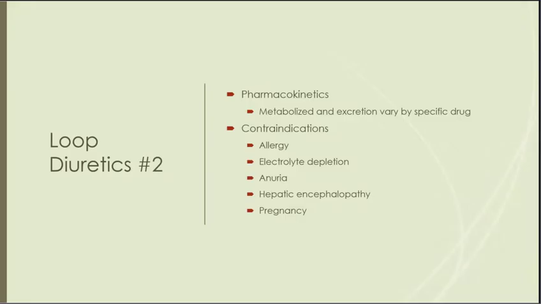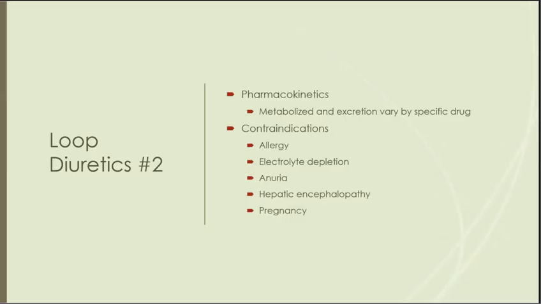Loop diuretics, such as furosemide, which is our prototype drug, are rapidly absorbed, but how they are metabolized and eliminated depends on the specific drug. Before giving a loop diuretic, nurses should check for important contraindications. These drugs should be used cautiously or avoided in patients with severe electrolyte depletion, anuria, meaning that they're not urinating, severe liver disease with hepatic encephalopathy, pregnancy, or drug allergies. Because loop diuretics cause significant fluid and electrolyte loss, patients require close monitoring.